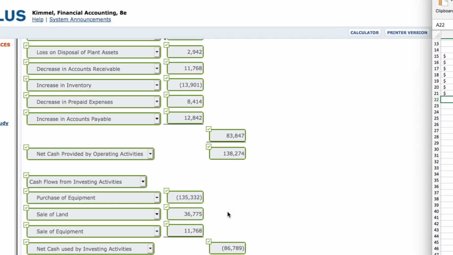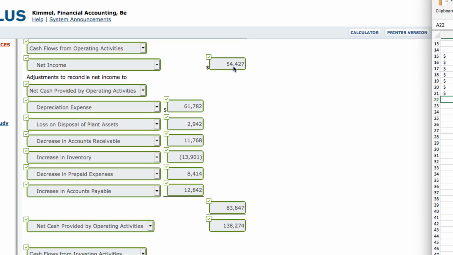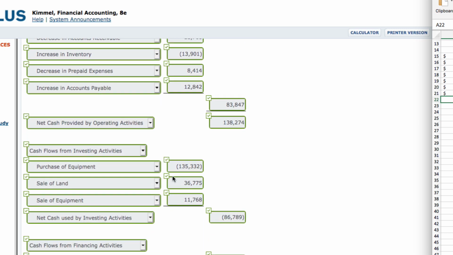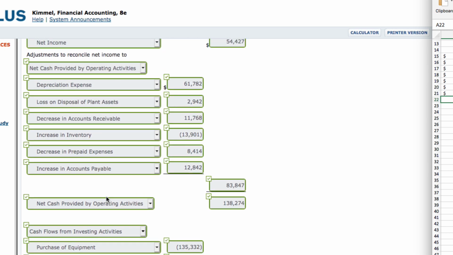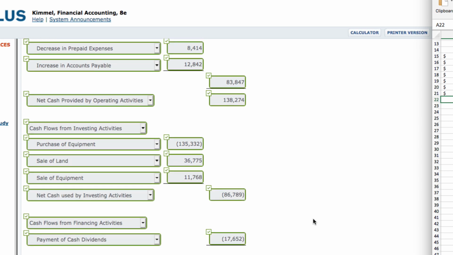Anyway, next, we're going to add net income and operating activities. So 54,000 plus 83,000, and we arrive at 138,274. Net cash provided by operating activities. So yeah, it's the same as that, basically, but that's what you put. Now, if it had been a negative number, it's going to be used, as we'll see in the next section.